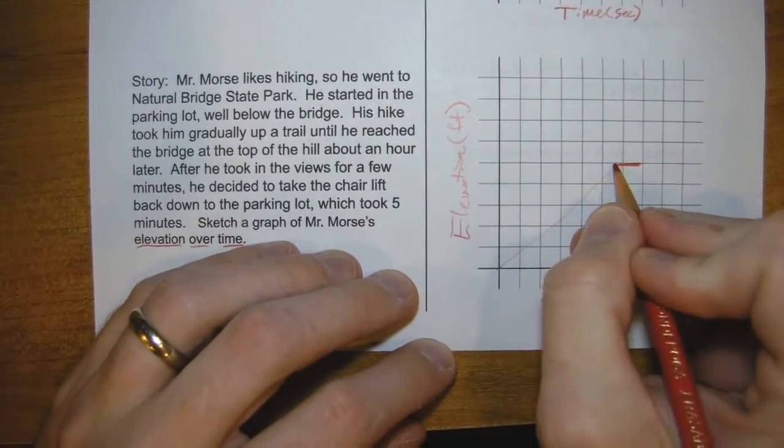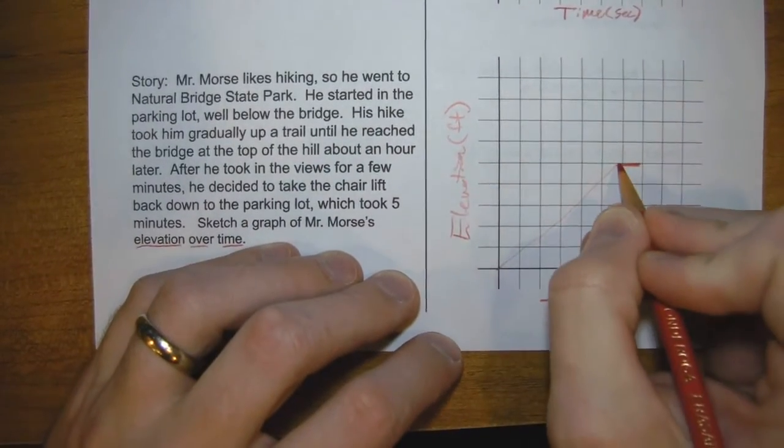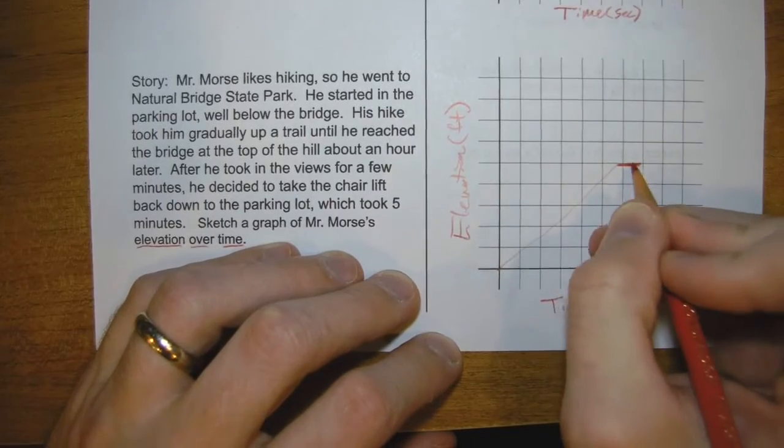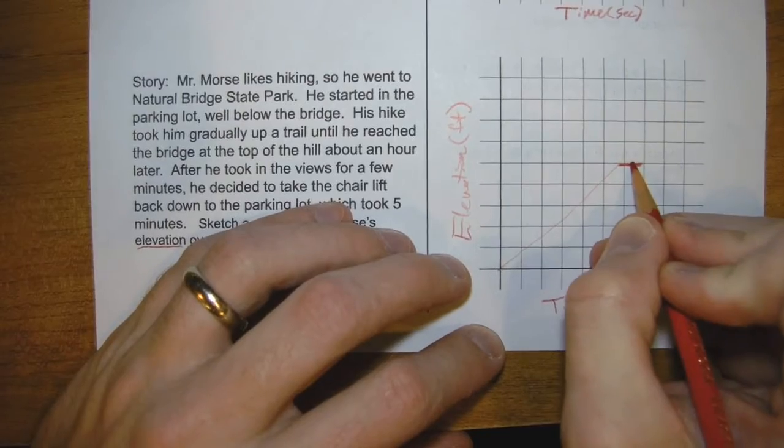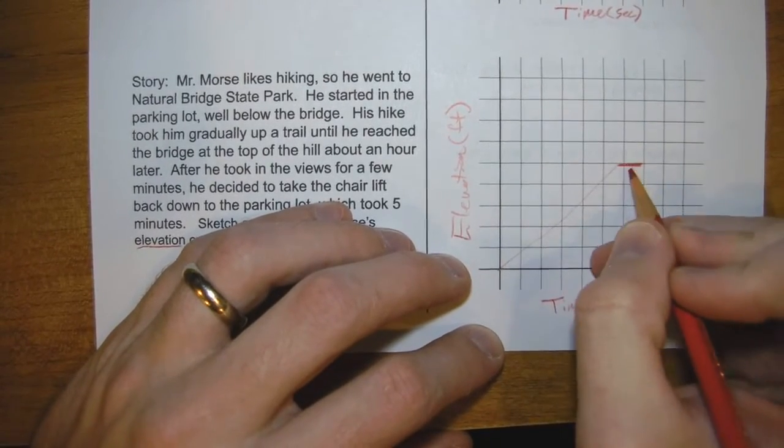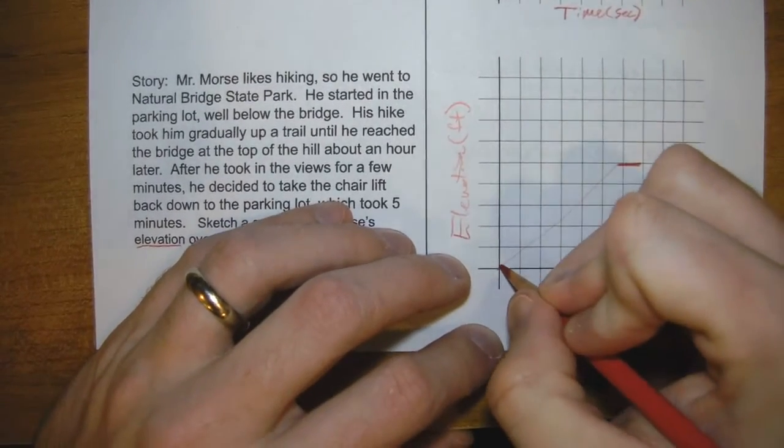Right? Notice his elevation hasn't changed. Time still marches on. He's standing there, but he's not going up. He's not going down. He's just standing around the top. He may even be walking around at the top, but his elevation's not changing. He's not going any higher up or any lower down. He's just staying. So let's make this a little bit bolder.